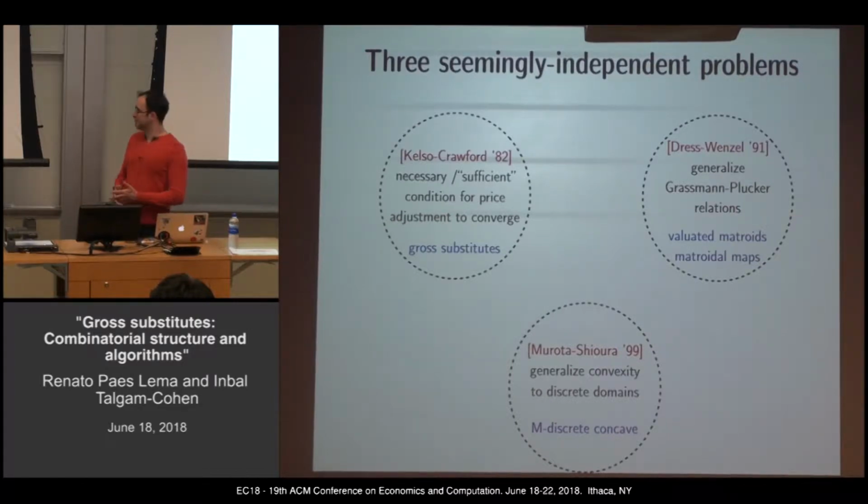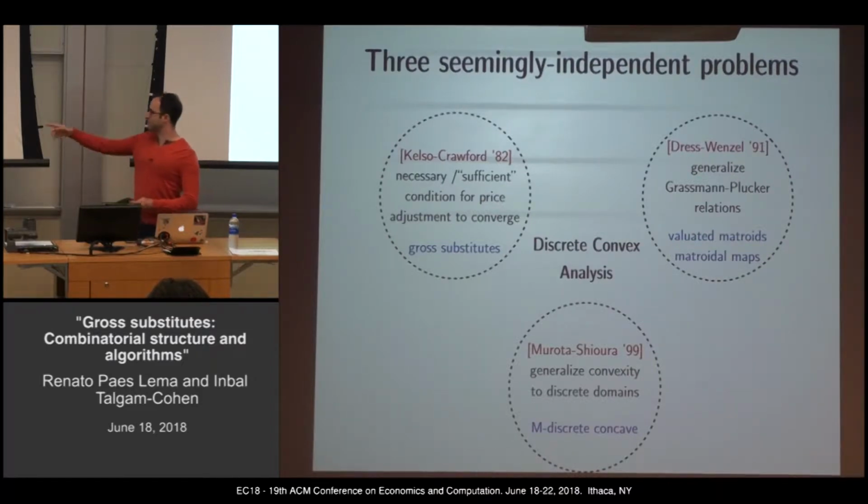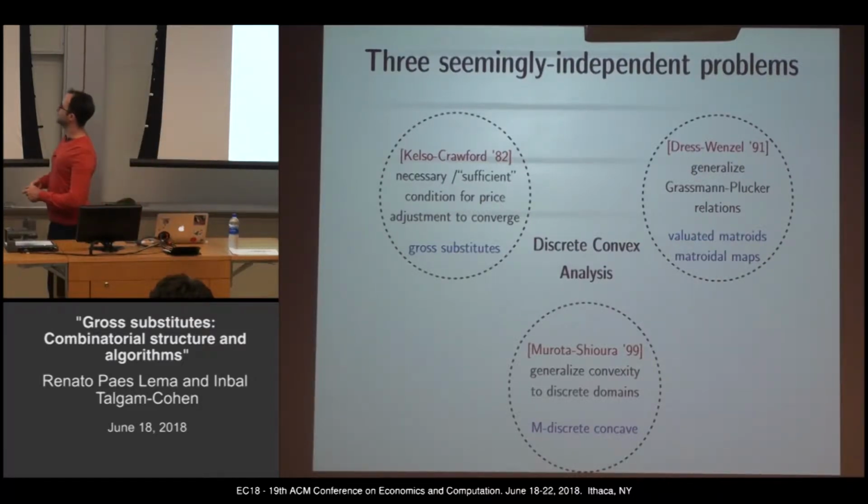It turned out that they were really looking at the same problem. It took a long time to realize, more than 10 years. Eventually there's a theorem saying that those classes of functions are actually the same thing. Graph substitutes are also the concave functions and also the matroidal maps.